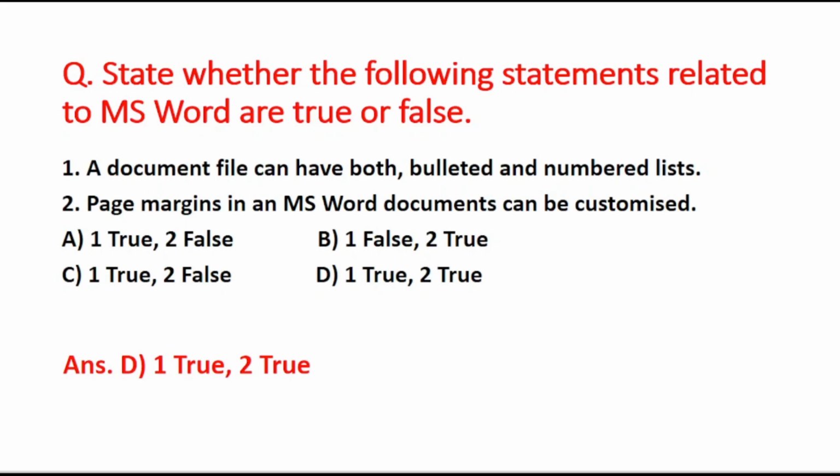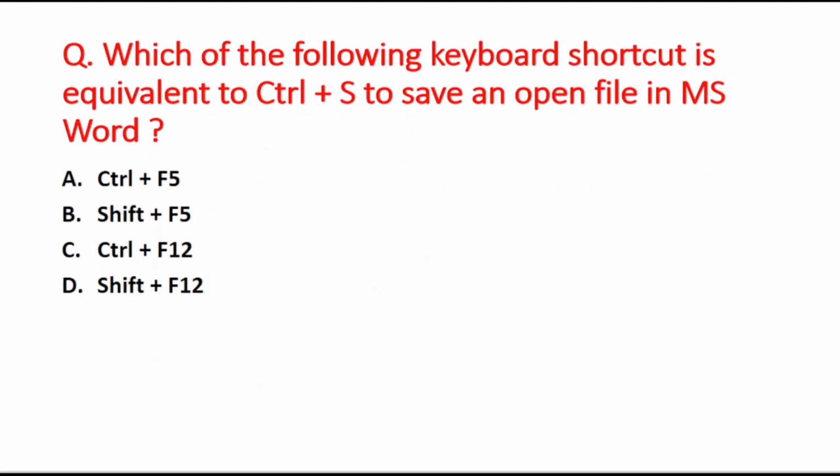Okay. Next question is, which of the following keyboard shortcut is equivalent to Ctrl plus S to save and open file in MS Word? Your A option is Ctrl plus F5, B option is Shift plus F5, C option is Ctrl plus F12, and D option is Shift plus F12. So right answer is option D, that is Shift plus F12.